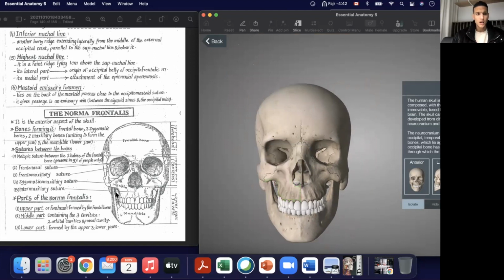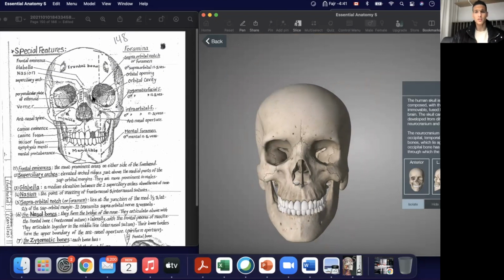Okay, parts of the norma frontalis. The forehead is made up of the frontal bone. The middle part contains 3 cavities, 1, 2, and 3, the orbits and nasal cavity. The lower part is formed by the upper jaw and the lower jaw. And that's how it's split here in the notes.